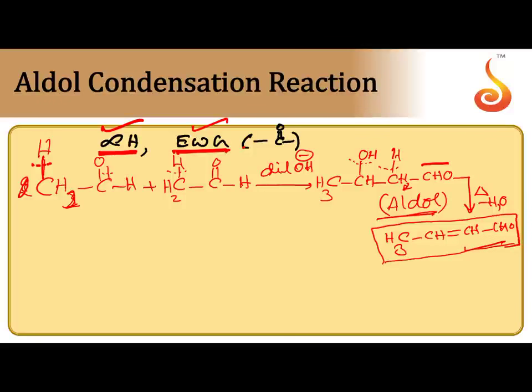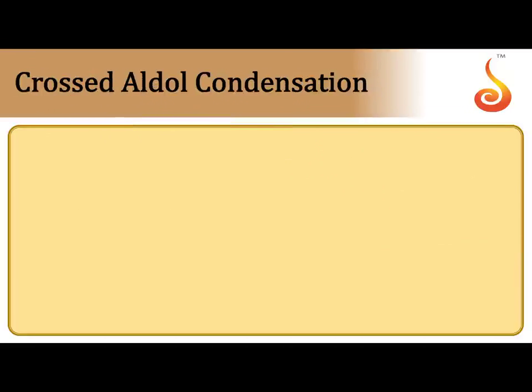This is also called here crotonaldehyde. So two molecules of aldehyde get combined to give aldol in the presence of dilute alkali, which on heating gives alpha beta unsaturated aldehyde. The overall reaction is called aldol condensation. Crossed aldol condensation: if different aldehydes or aldehyde and ketone are taken, such type of condensation is called crossed aldol condensation.